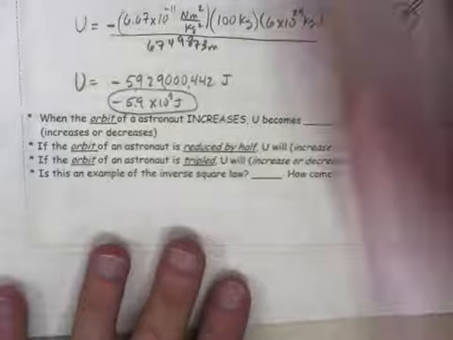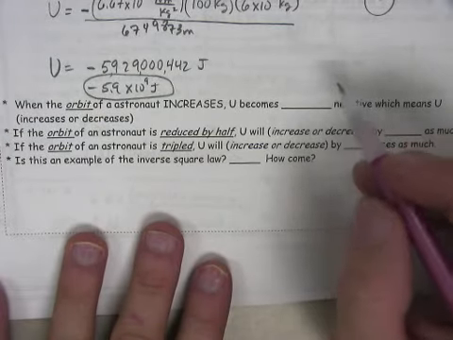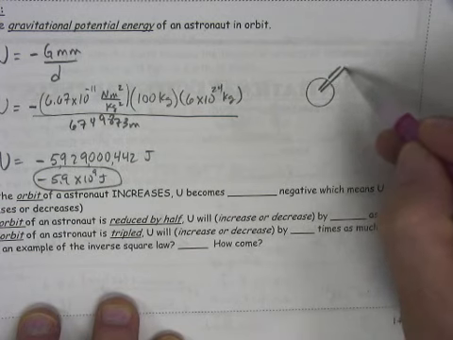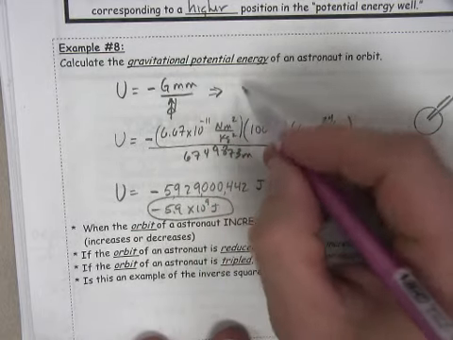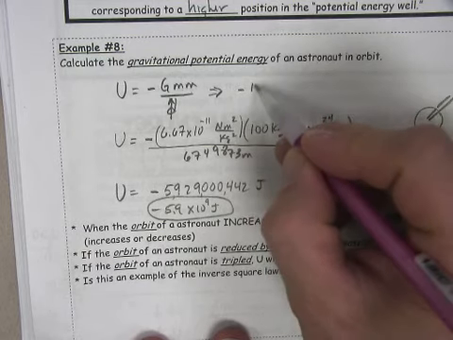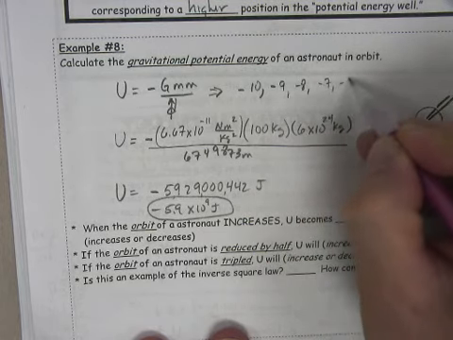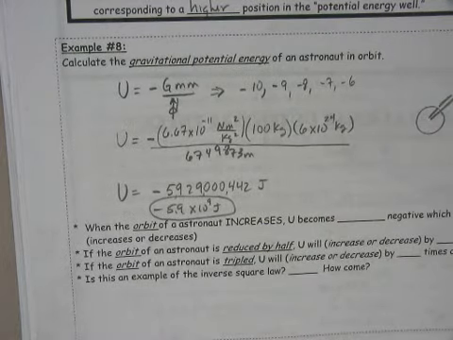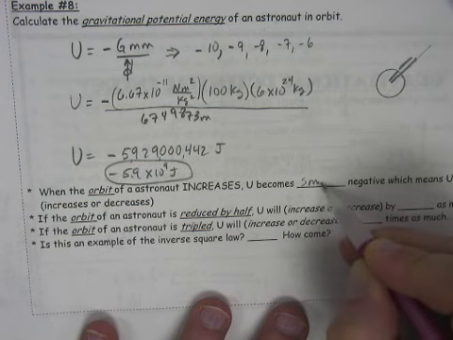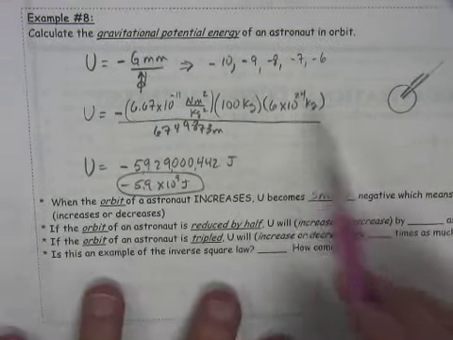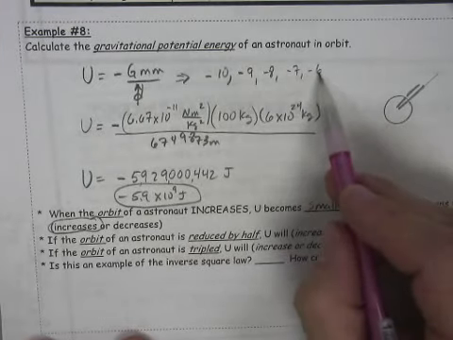All right, last little bit, and we're done. And then your spring break starts real soon. So when the orbit of an astronaut increases, U becomes... let's think about this. As the orbit increases, we get further and further out, so the distance goes up, which means this number becomes, let's say it was negative 10, it becomes negative 9, then negative 8, negative 7, negative 6. So the number actually becomes bigger, but in terms of this blank, it becomes a smaller negative. The number becomes a smaller and smaller negative, which means U actually increases, because I get closer and closer to zero.